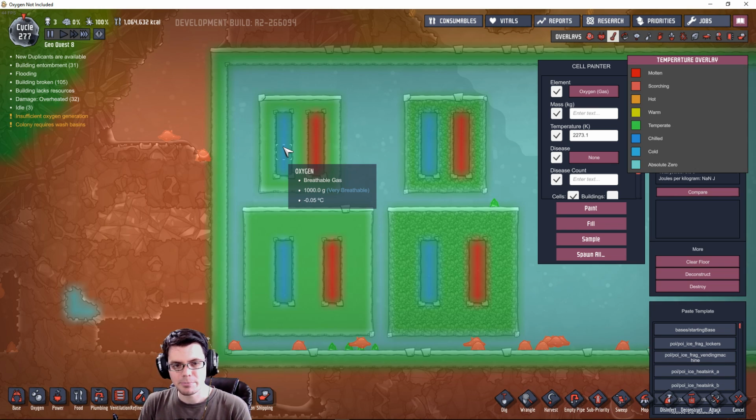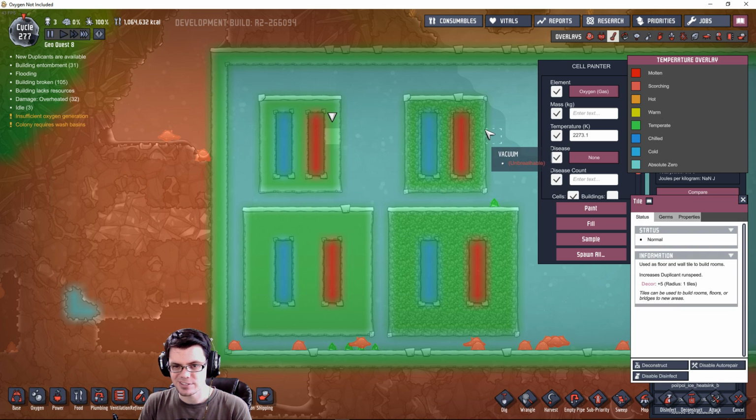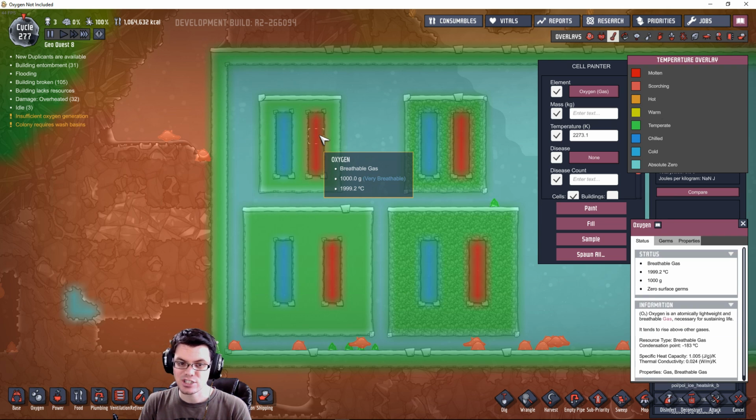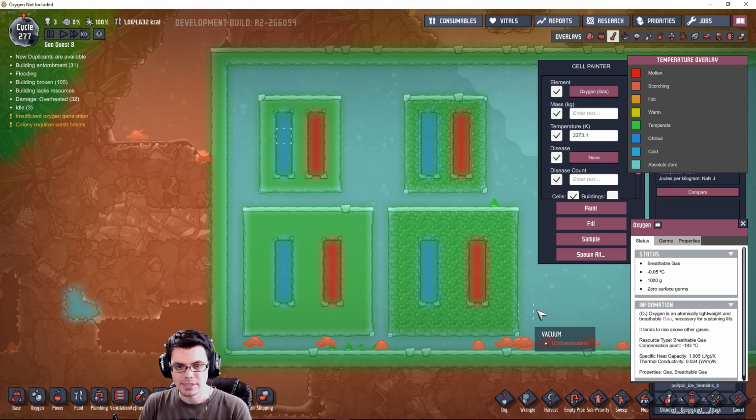Alright, so here's what I have set up. We've got abyssalite all the way around this. We've just got the normal tiles, and then we also have the insulated tiles. I have oxygen on both sides of the wall here. One of them is at 2,000 degrees Celsius. The other on the cold side is at 0. I want to see if this is going to heat up. So let's let it run.